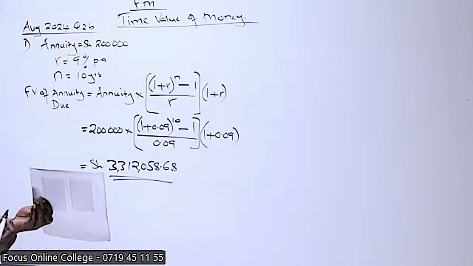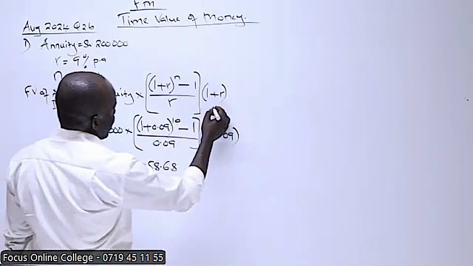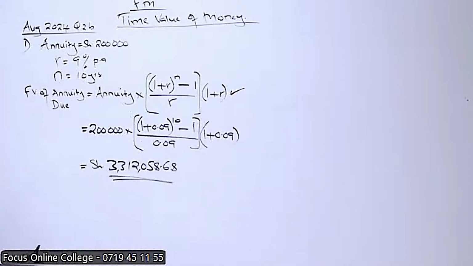So the keynote here is the beginning. Remember the question says at the beginning of each period. And that is why we are having this factor here, 1 plus R. So take note of that. Then next, not part B, but part 2.